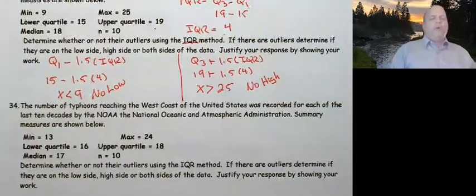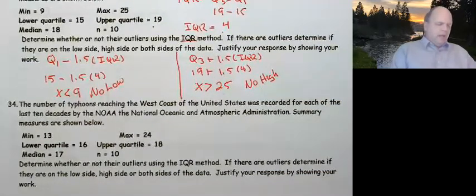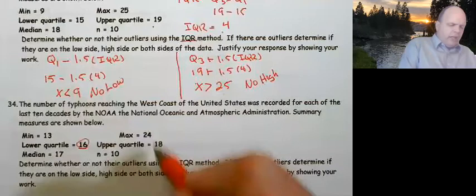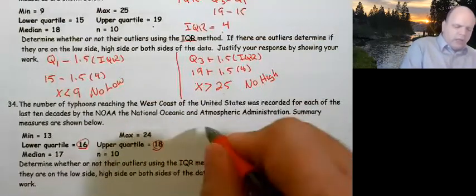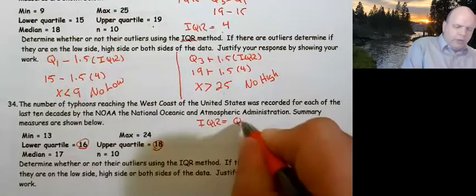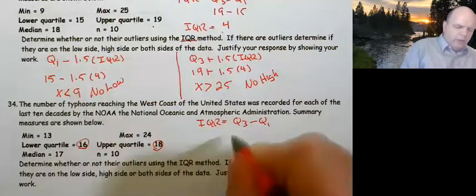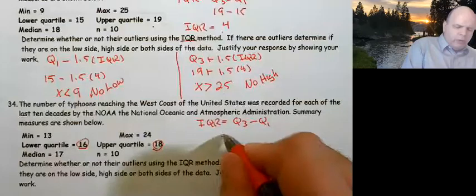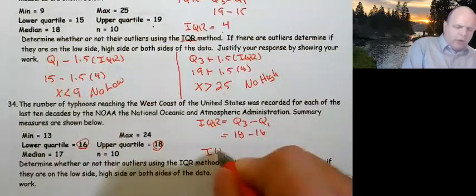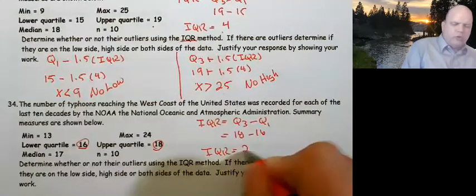On number 34, the number of typhoons, again, we have the same typhoon question. We just changed the numbers around. And we have 16 and 18. So once again, IQR, the formula, Q3 minus Q1. So in this case, 18 minus 16. So our IQR is 2.